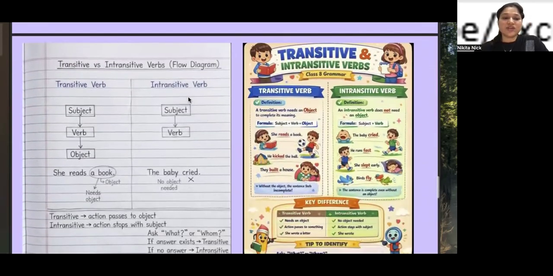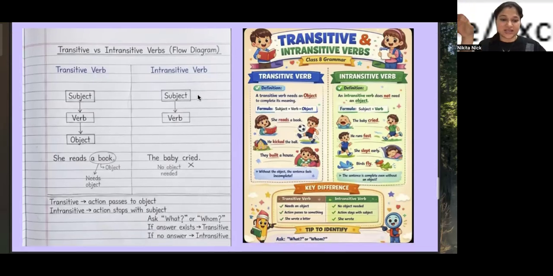The best example is transitive versus intransitive verbs. Follow the diagram. Transitive verb: subject plus verb plus object. She reads a book. A book is an object. It needs an object, that's why it's transitive. Intransitive: subject plus verb, there's no object. The baby cried. The baby cried for whom? No answer. No object needed.